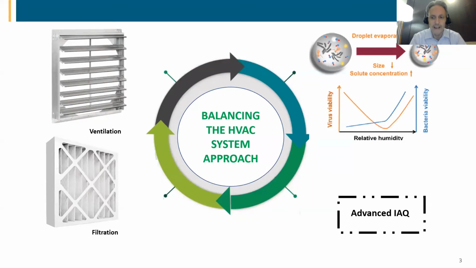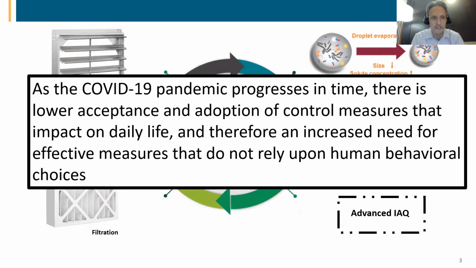And then in the lower right-hand corner, I have listed what I'll call advanced indoor air quality solutions that we will be talking about moving forward that, when applied, can make any of what I just talked about, ventilation, filtration, or relative humidity, singularly more effective, or perhaps combined more effective as well. And that's what I call balancing the HVAC system approach, because let's face it, as the COVID-19 pandemic progresses in time, there is a lower acceptance and adoption of control measures that impact daily life, and therefore an increased need for effective measures that do not rely on human behavioral choices.